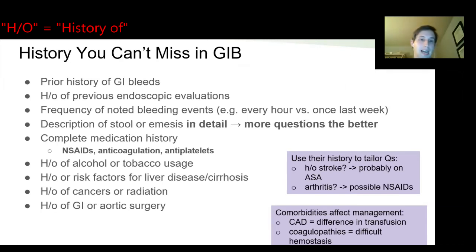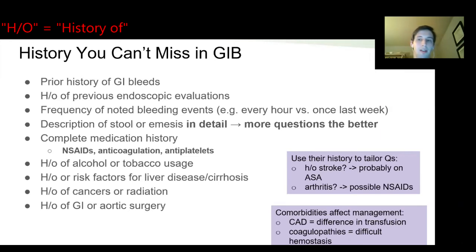It's also important to ask if they've had any previous endoscopic evaluations. I would say one of the most important things to do is to describe those endoscopic evaluations. Don't just ask, have you had a colonoscopy? Have you had an EGD? Ask them, have you had a camera placed inside of you to look up your colon or down your throat?